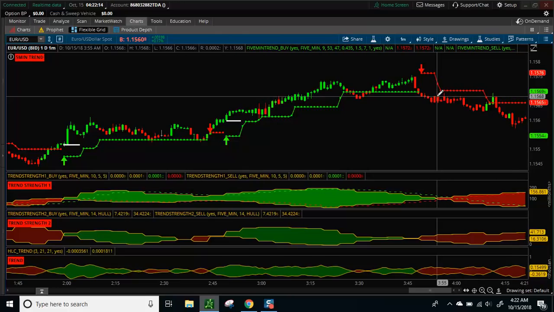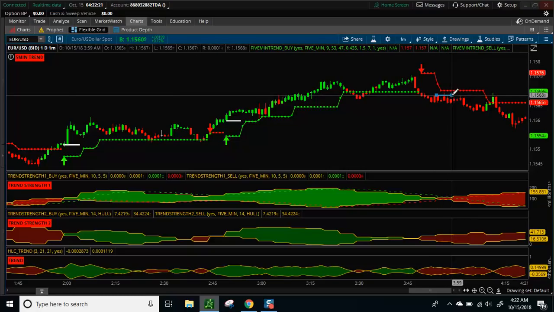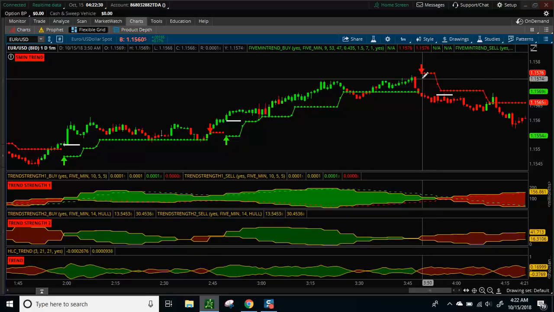And that's basically it. As long as you alert and see the background change color, everything matches the colors of the background, either all red or all green. If it's all red, you sell. If it's all green, you buy. And it really is that simple.